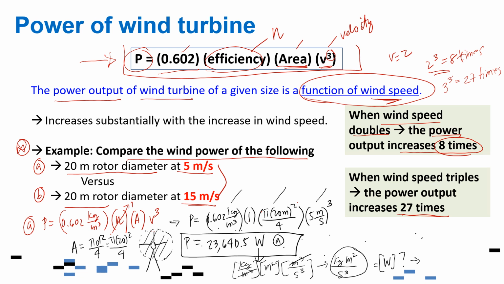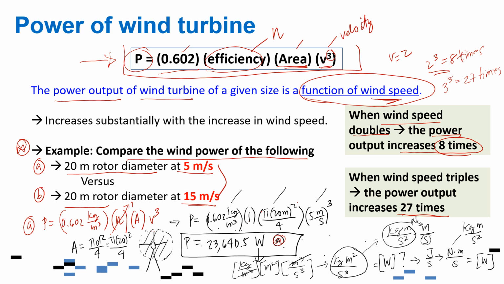Watts is joules per second, right? And joules is Newton times meter. And what is Newton? Newton is kilogram meter per second squared. So now we can see from here, this is kilogram meter per second squared times meter per second. This one is Newton. Newton meter is joules. Per second is watts. So basically, this is watts. So now we have the answer for letter A.